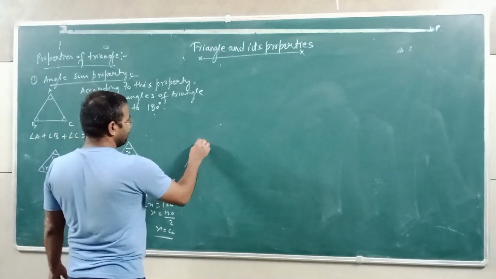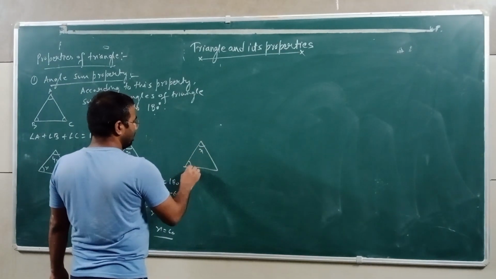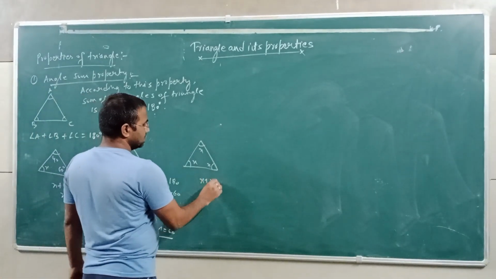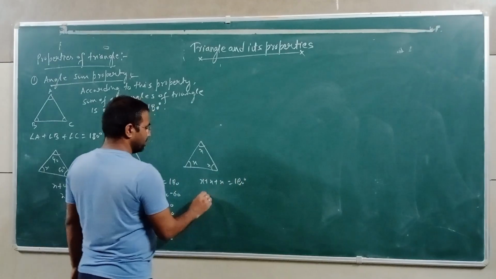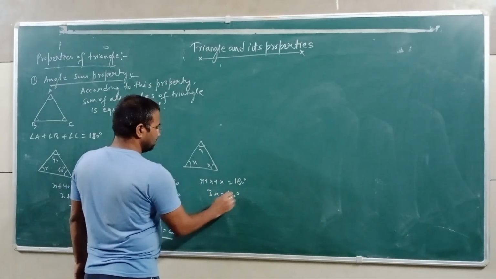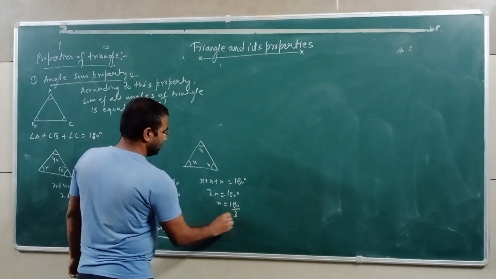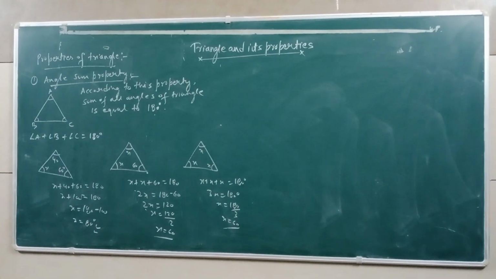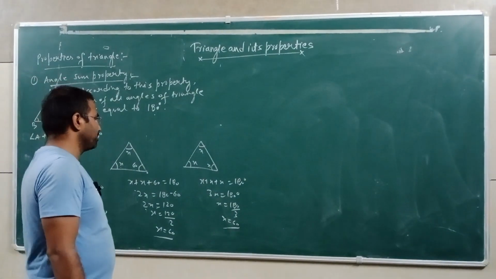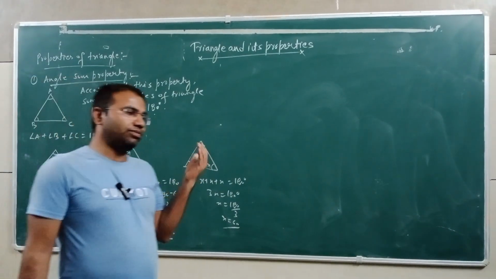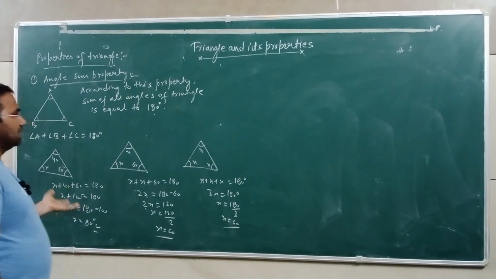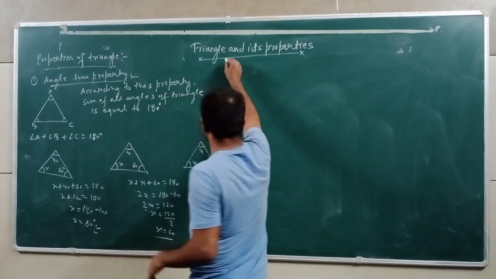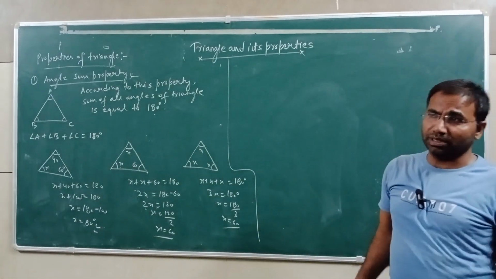And suppose all angles are equal and you have to find all angles, then what will you do? x plus x plus x is equal to 180 degrees. Then 3x is equal to 180 degrees. Then x is equal to 180 degrees upon 3. Then x is equal to 60 degrees. It means all angles will be 60 degrees. So by using the angle sum property, you can find any unknown angle if two angles are given, or if two angles are equal with one angle given, or if no angles are given and all angles are equal. Okay, so see here how you can find. So this is the angle sum property. I hope you have understood.